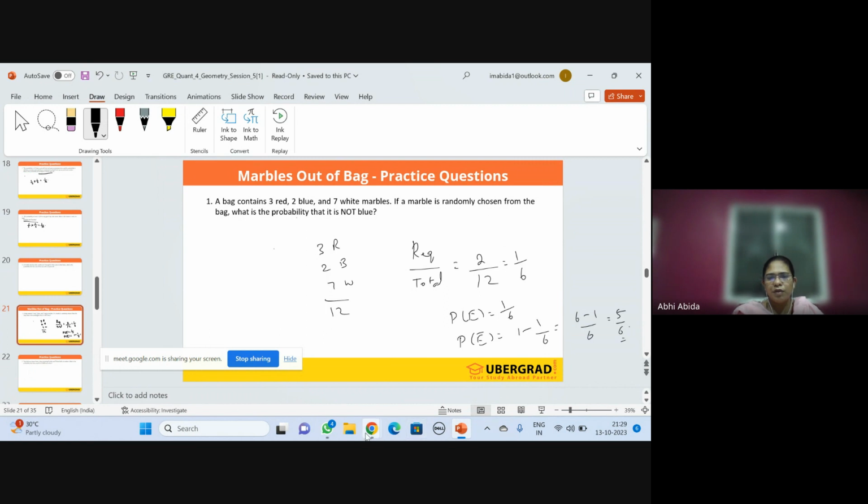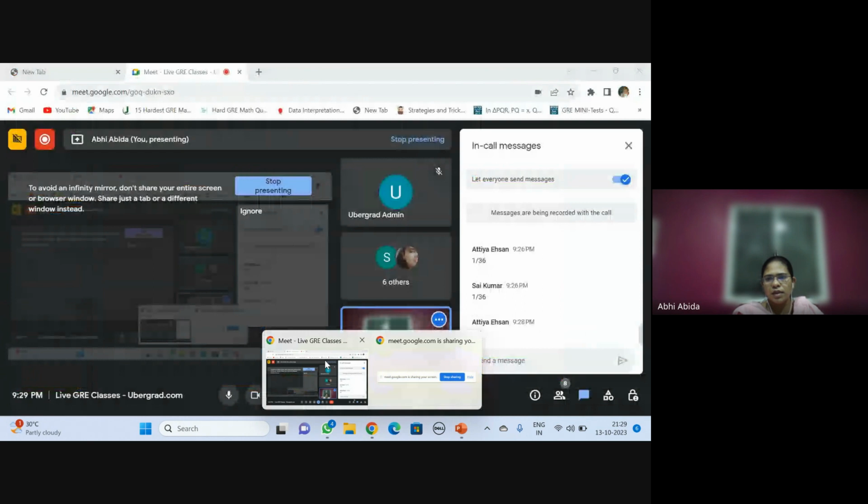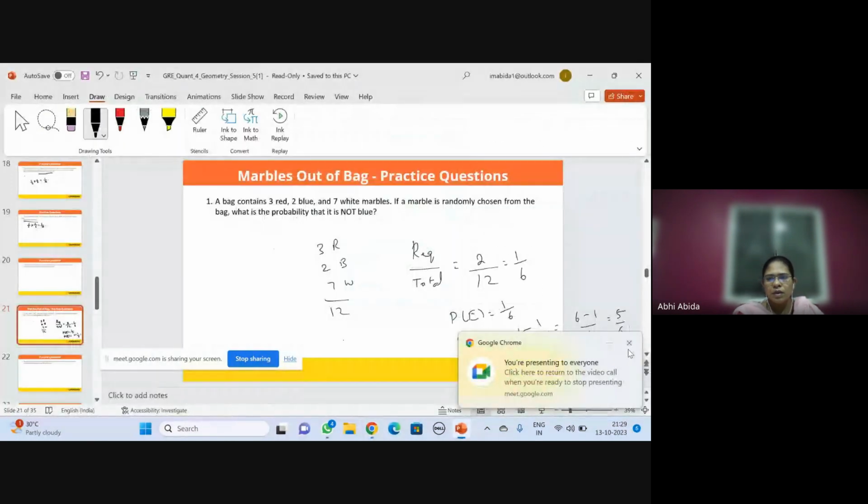This will be the answer. Okay, let's see how many of you have given the answers. Yes, Atya, correct. Okay. So not happening of an event, always remember, you have to subtract it from 1. 1 minus the probability of happening of the event gives you the answer exactly. So first of all, you have to find the probability of happening and subtract it from 1. 1 minus 1 by 6. Next question.